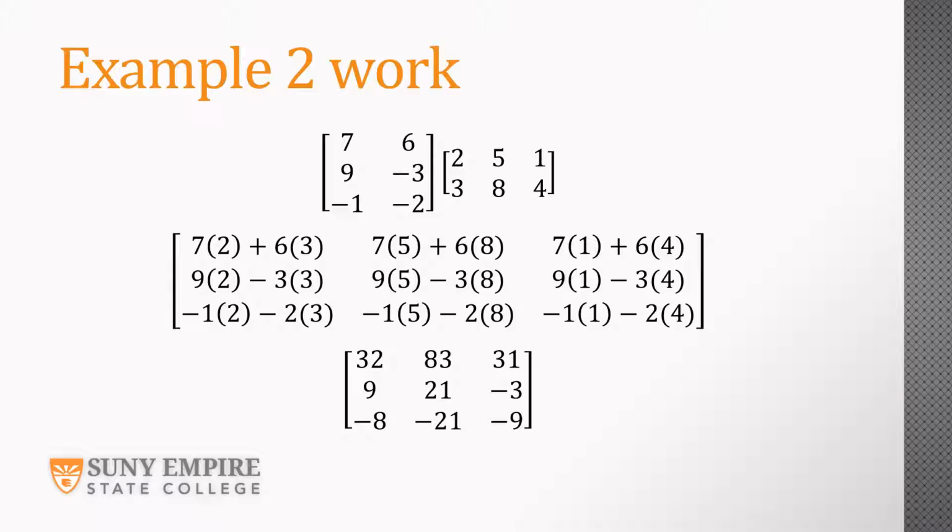Completing the calculations, we find that matrix B multiplied by matrix A equals 32, 83, and 31, then 9, 21, and negative 3, then negative 8, negative 21, and negative 9.